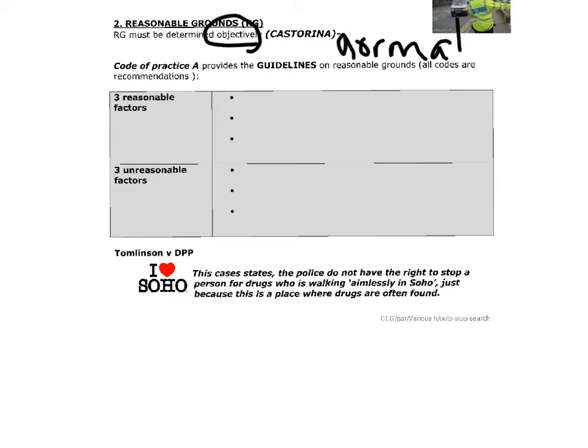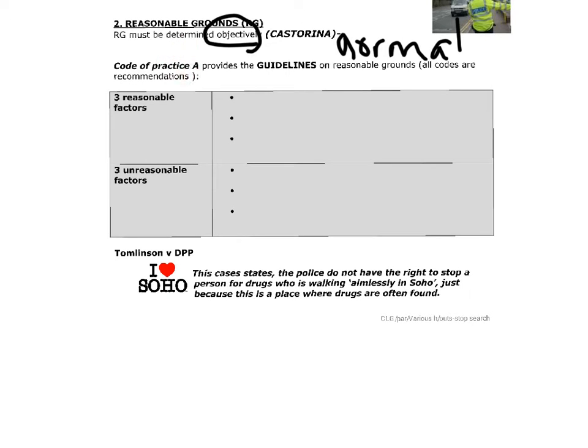Also then, for reasonable grounds, we've got some guidelines. With police powers, there are codes of practice, a big book of codes of practice, with guidelines as to how the police officers should treat people during arrest, during detention, during a stop and search, etc. And it governs quite a lot of different areas.